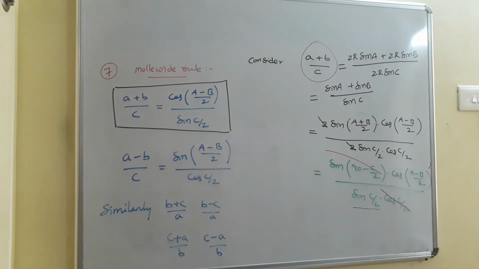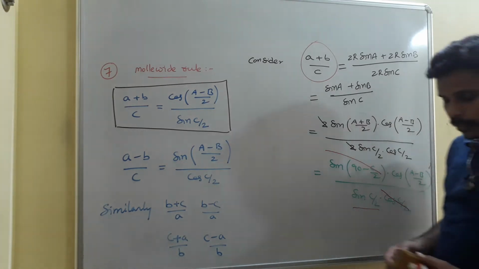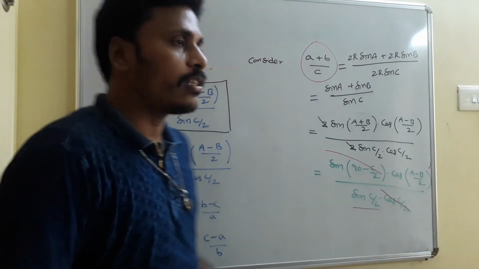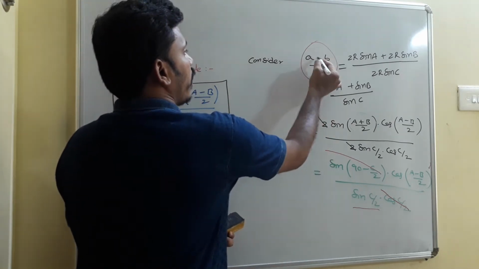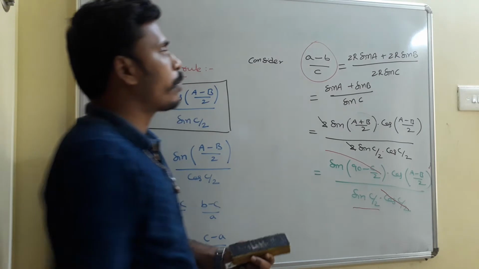(a + b)/c is cos((a − b)/2) divided by sin(c/2). That's good. And the next thing is (a − b)/c. So for that (a − b)/c, what will happen? You need to change the symbols, is it right? Yeah. See, (a − b)/c.